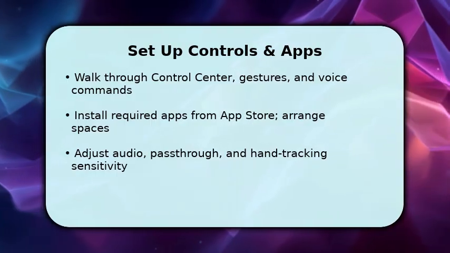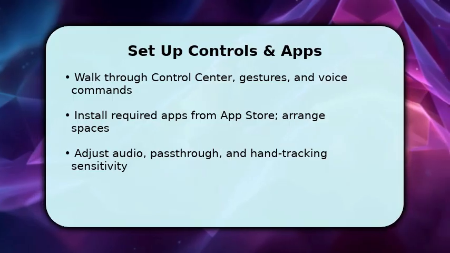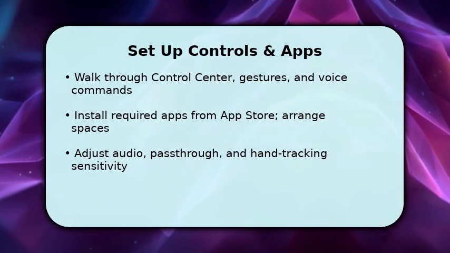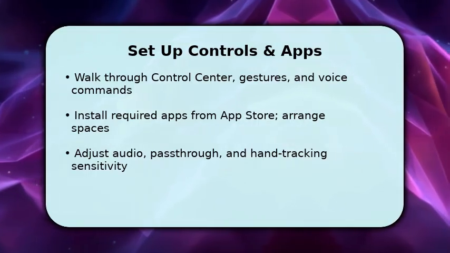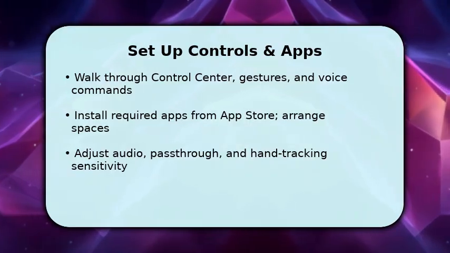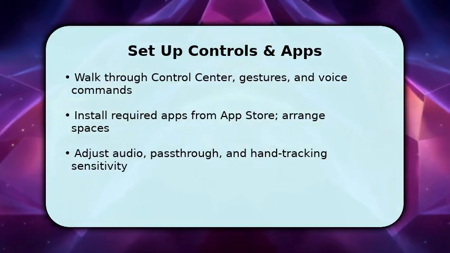Next, install the apps you need and organize your spatial windows into comfortable positions so workflows stay visible. Then fine-tune audio levels, pass-through opacity, and hand-tracking sensitivity. These settings optimize immersion versus awareness and prevent accidental inputs during focused tasks.